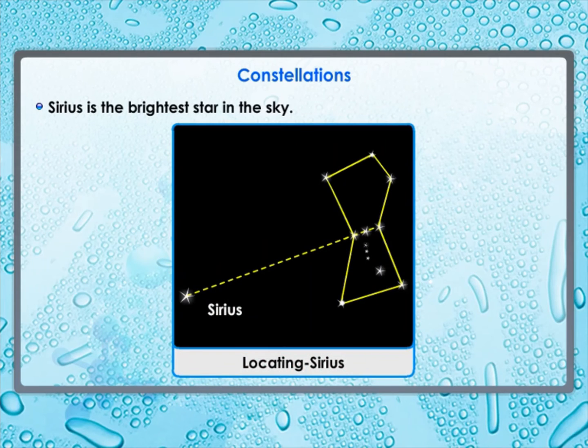The star Sirius, which is the brightest star in the sky, is located close to Orion. To locate Sirius, imagine a straight line passing through the 3 middle stars of the Orion. Look along this line towards the east. This line will lead you to a very bright star. It is Sirius.